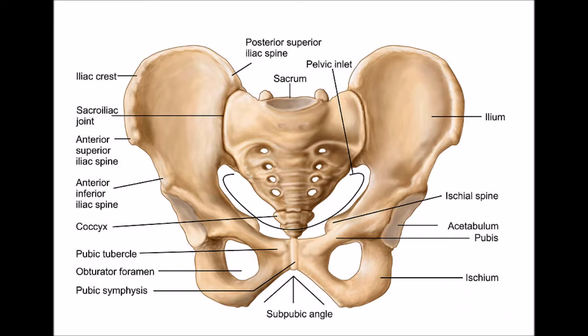Bony landmarks of the hip include the anterior superior iliac spine, anterior inferior iliac spine, acetabulum, obturator foramen, posterior superior iliac spine, ischial tuberosity, and sciatic notch.